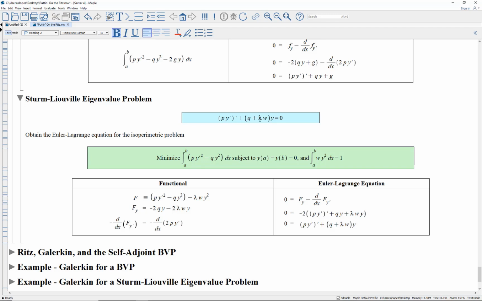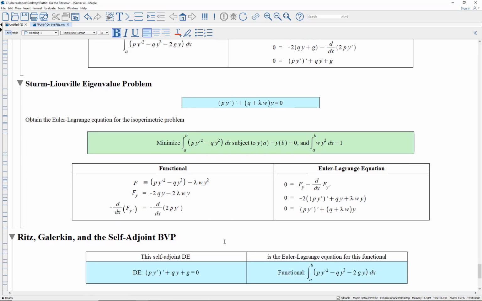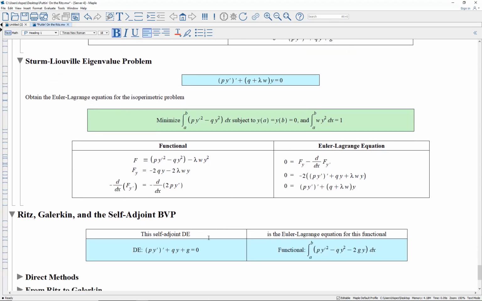So this differential equation and this problem in the calculus of variations are equivalent. You can go back and forth between those two. Let's connect the names Ritz, Galerkin, and the idea of the self-adjoint boundary value problem, not the eigenvalue problem, just the boundary value problem. And what we have here is the differential equation, and we've seen that an equivalent problem is extremizing this particular functional.